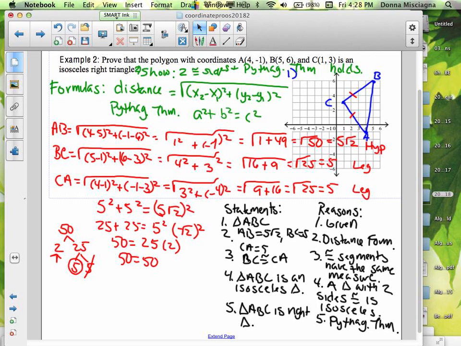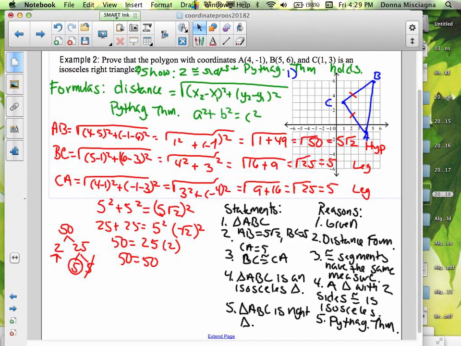So I did this one as a 2-column proof. My first statement is triangle ABC, that is given. My next statement, AB is equal to 5 square roots of 2, BC is equal to 5, and CA is equal to 5. We know that because we use the distance formula. BC is congruent to CA because congruent segments have the same measure. Notice BC and CA are both 5.